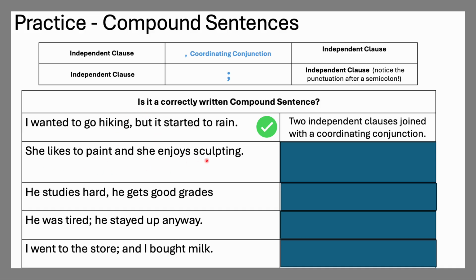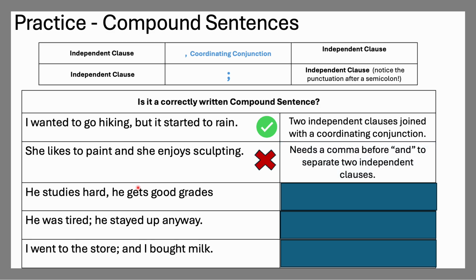Let's look at this next one. She likes to paint and she enjoys sculpting. A good way of looking at it is to find where it splits. She likes to paint, subject, verb, she enjoys, subject, verb. Take a look at what's here. Is that correct? No. It needs a comma before the and, so it's kind of on the right track. We have that coordinating conjunction, but you need that comma. It cannot stand alone without it.